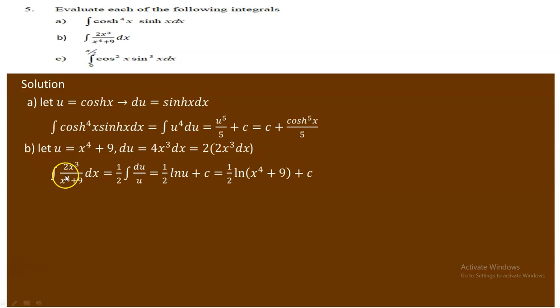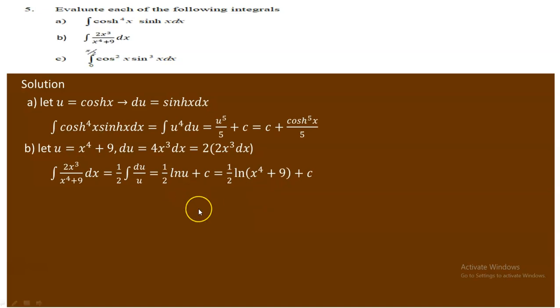So the question is going to be now 1 over 2 times du, because 1 over 2 times du is 2x cubed dx, and here x to the power of 4 plus 9 is already u. So this is 1 over 2 ln u, ln of the absolute value of u, but we are not using the absolute value because it's always positive. So this will be 1 over 2 ln of x to the power of 4 plus 9 plus c.